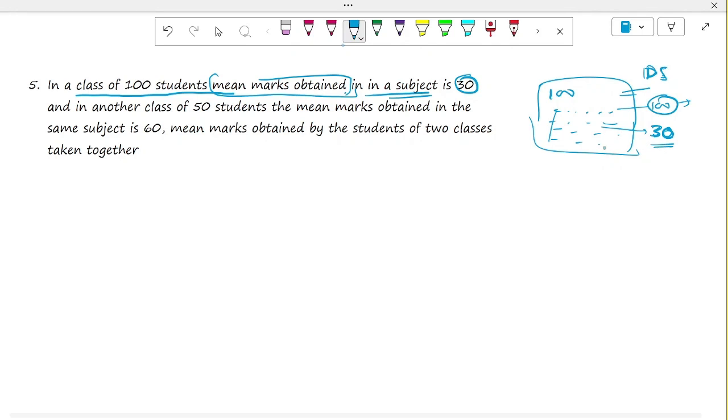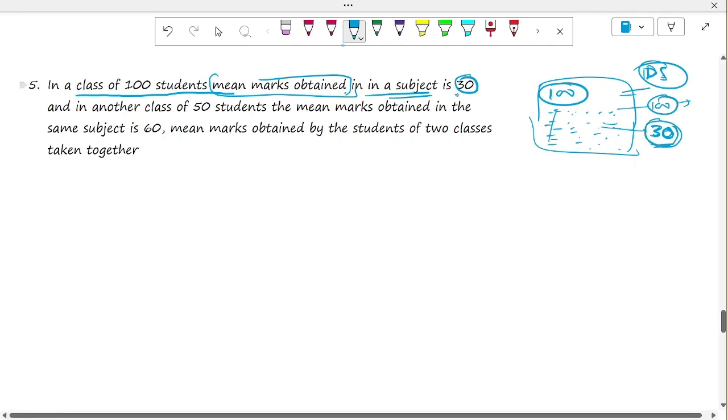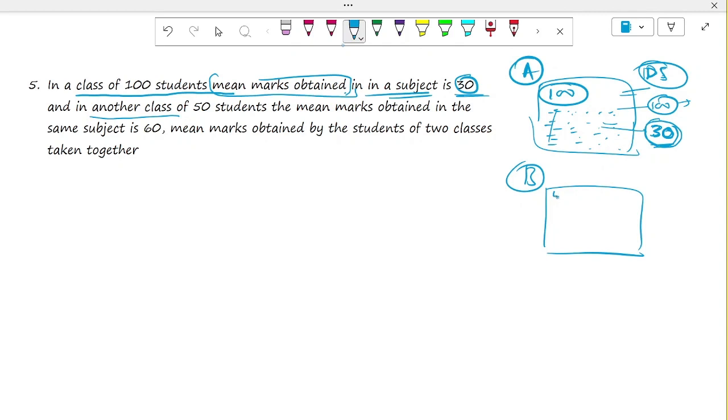Okay, there are 100 students. When I took the average of all the student marks of DS subject, that came out to be 30. Okay, the first sentence is clear to you. In another class, there is one more class. Imagine this is your A section, there are 100 students. In your B section, we have got 50 students.